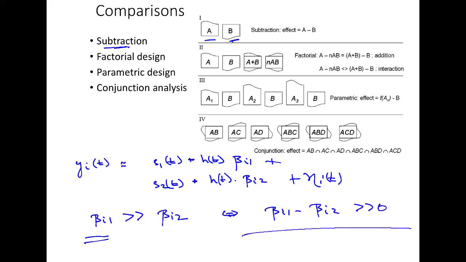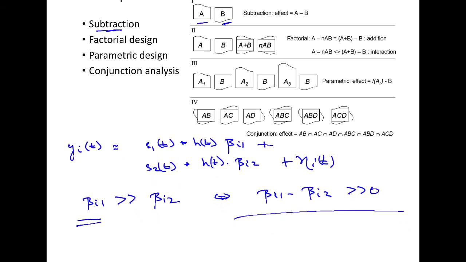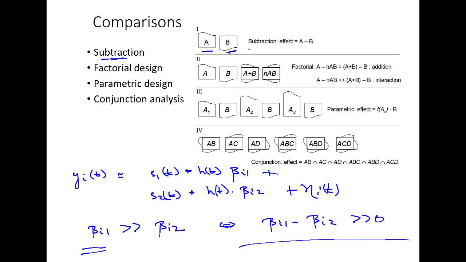So then I can say it is selectively more responsive to stimulus 1 as compared to stimulus 2. Okay? And this is what is called the subtraction design. I look at the effect size and I subtract one from the other and I want to find whether it is greater than 0 or not.